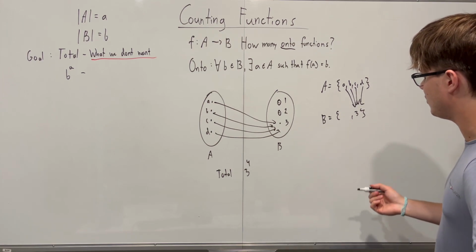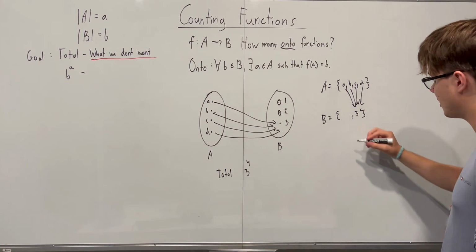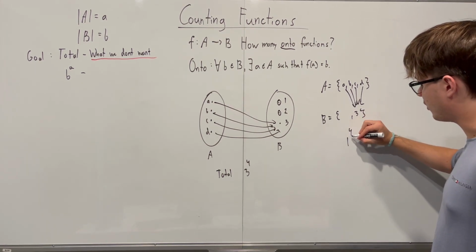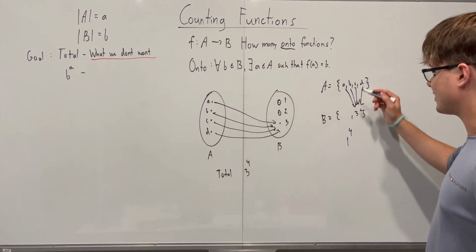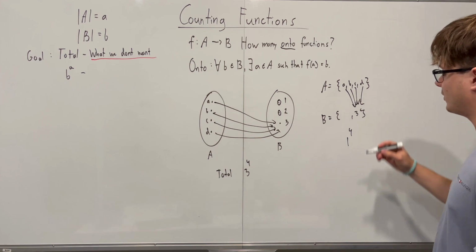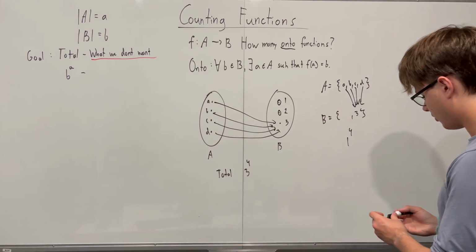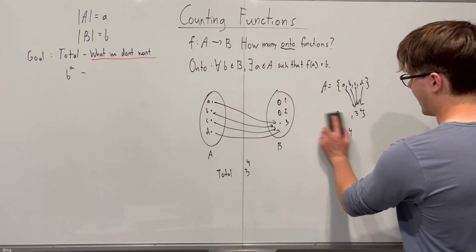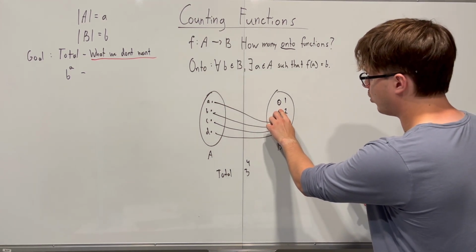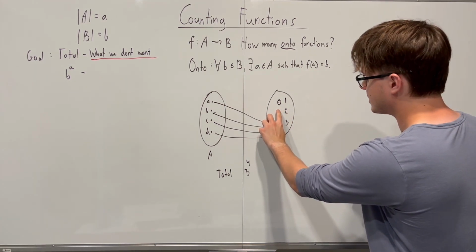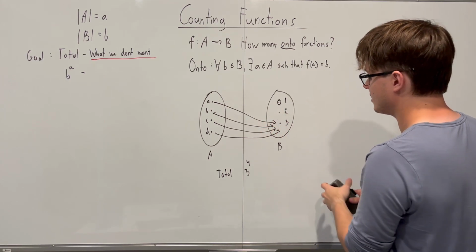How many functions can you make when you only want to map to this element? Well, it's going to be 1 to the power of 4, right? Because you only have one element in B really left, and you still have 4 elements in A you're mapping, so it's 1 to the power of 4.